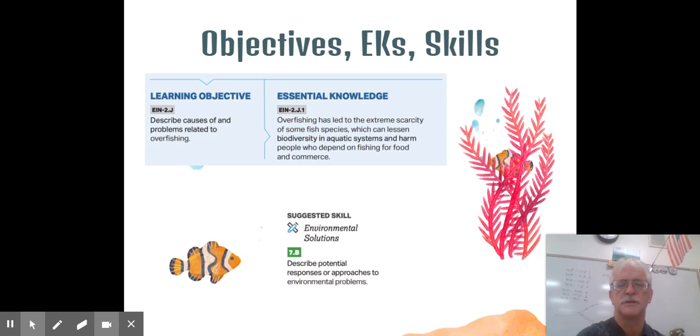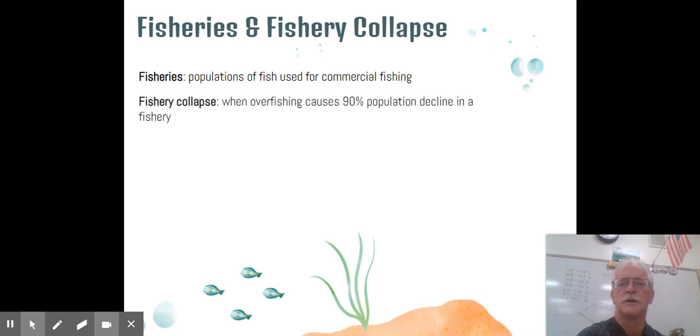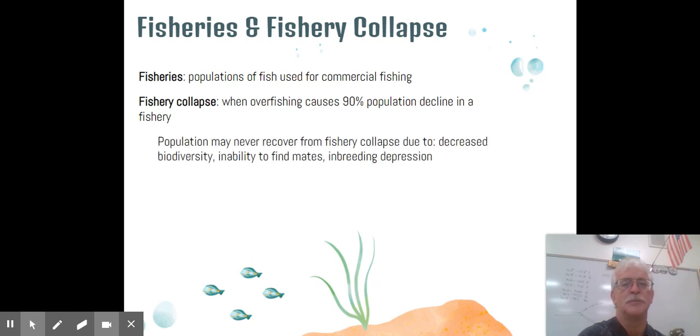And it's basically going to be any type of graphs or anything like that. So what happens when there's a fishery, that's a certain population of fish used for commercial fishing? A fishery collapses when they fish and fish and fish until 90% of the population declines. In other words, they're economically extinct, where you cannot make money by fishing them anymore. The populations may never recover from this collapse because there's not enough biodiversity.